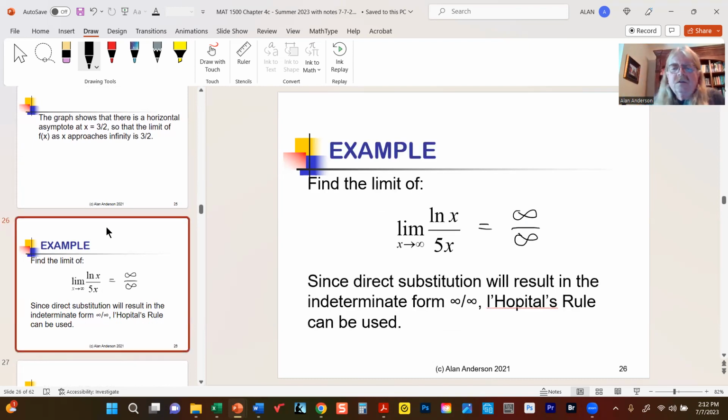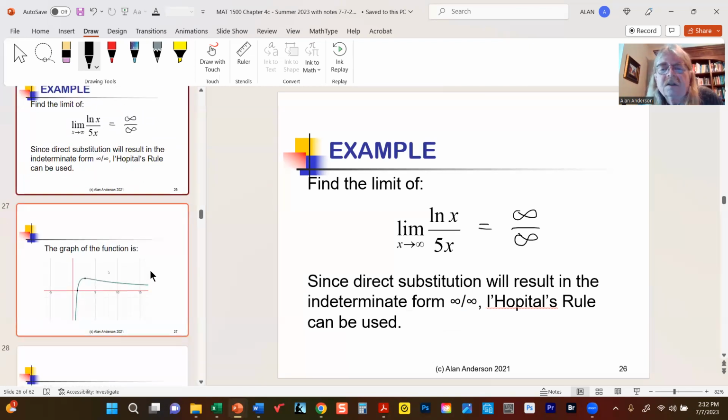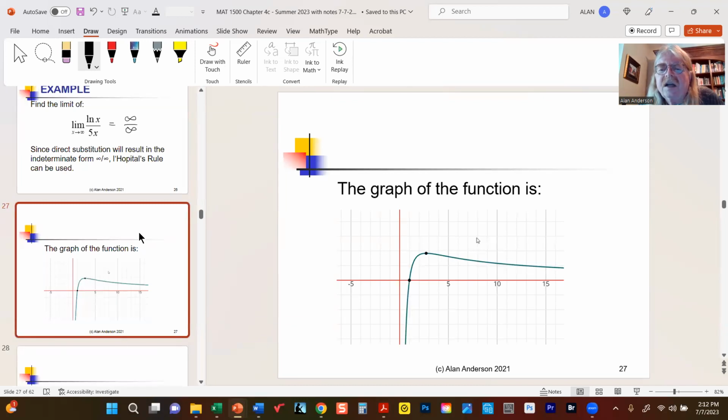Ooh, so now here's another one. It's going to give us infinity over infinity. Well, look at this thing. Now that's a very strange graph. So let's see what we end up with.